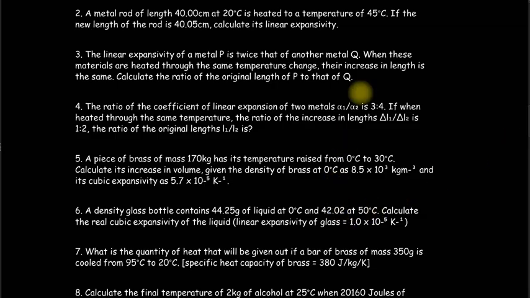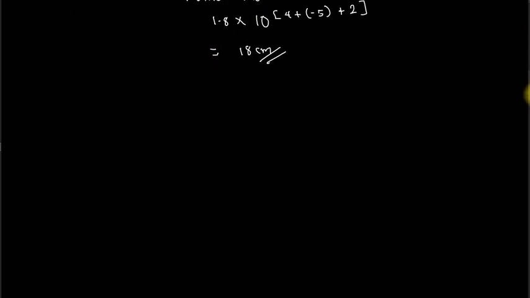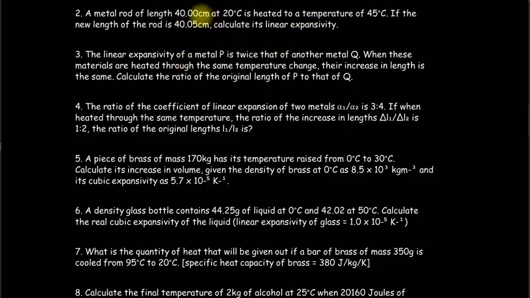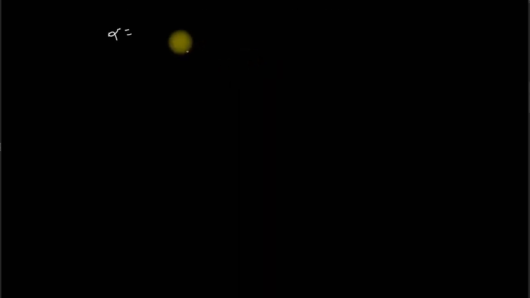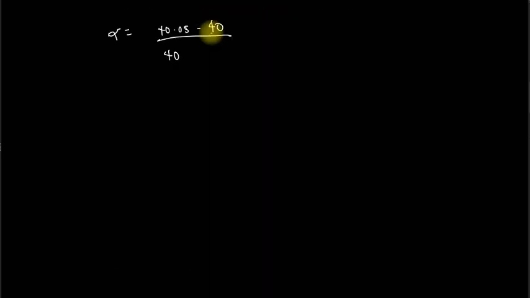Question 2 is a similar question to what we just solved, but instead now we're looking for the linear expansivity. Calculate its linear expansivity. So we just use our formula for linear expansivity as usual. Alpha is equal to change in length, what's our change in length? 40.05 minus 40, per unit length. The original length was 40 cm before it got longer, right? So the rod of length 40 cm, that was the original length, times what?